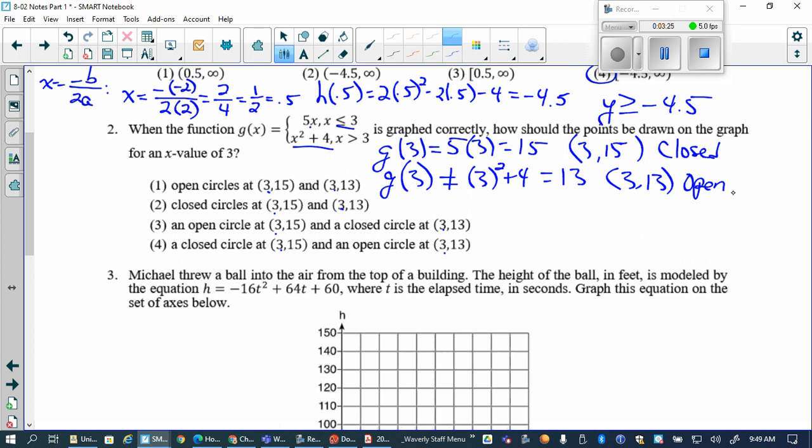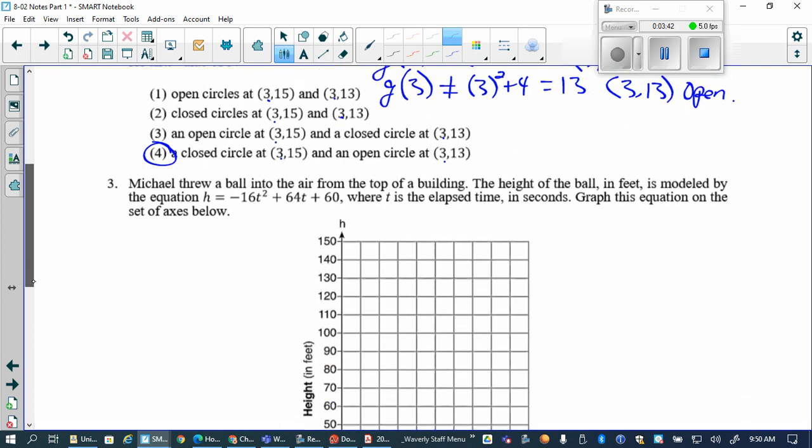It doesn't need to. You just need a table. You need to see it on the calculator. Okay, so what's my answer choice here? 4. Everybody agree it's 4? All right. Okay, let's move on to number 3.